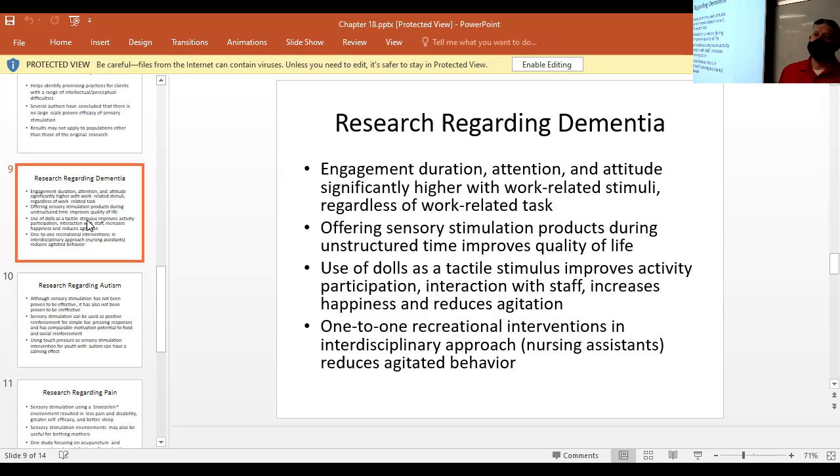So just saying, correcting this population is not something that's worth your time, unless it's a situation where they're about to put themselves in harm's way by something that they're saying or thinking of doing. Otherwise, there's no point. One-to-one recreational interventions and an interdisciplinary approach, which means we're working with other groups, not just recreation, such as nursing assistants, has been shown to reduce agitated behavior. Agitated behavior is very common in individuals with dementia.